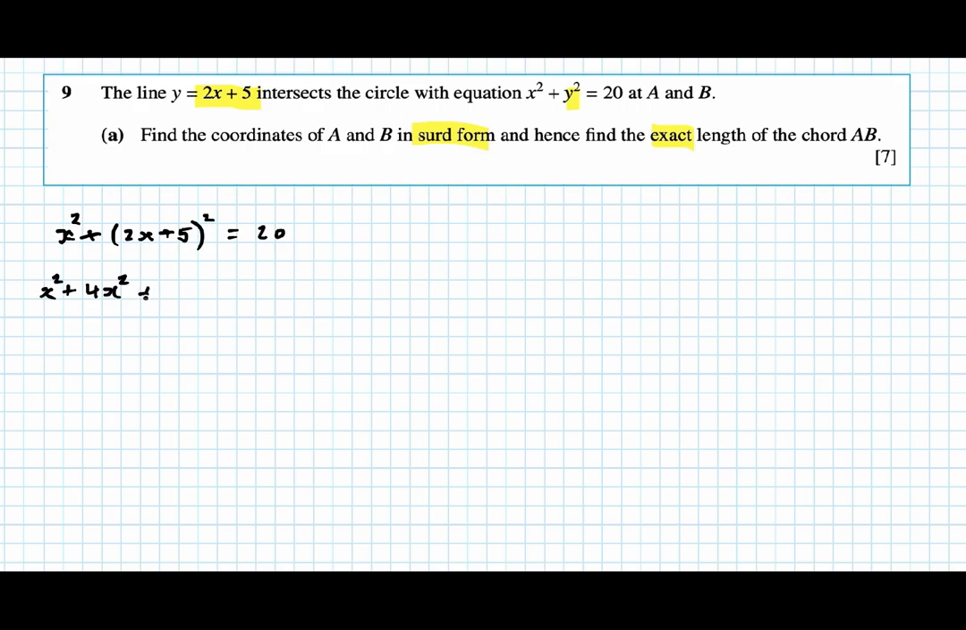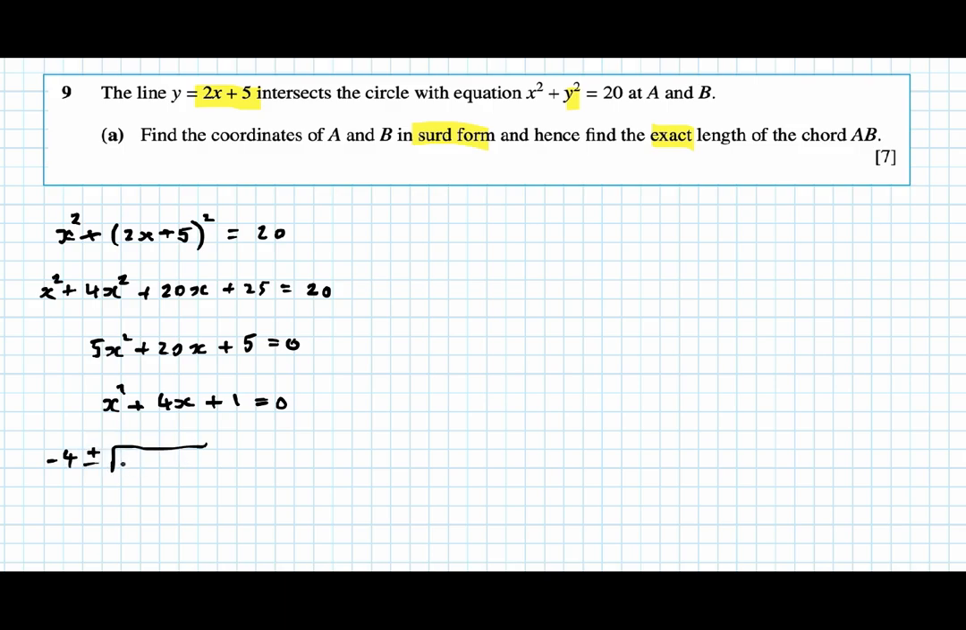So we'll end up with x squared plus 4x squared plus 20x plus 25 is equal to 20. You can move the 20 over, or cancel minus 20 on that side. So you'll end up with 5x squared plus 20x plus 5 is equal to 0. And of course that's all divisible by 5. So x squared plus 4x plus 1 is equal to 0. We definitely cannot factorize there, so complete the square or use the quadratic formula. We'll just use the quadratic formula.